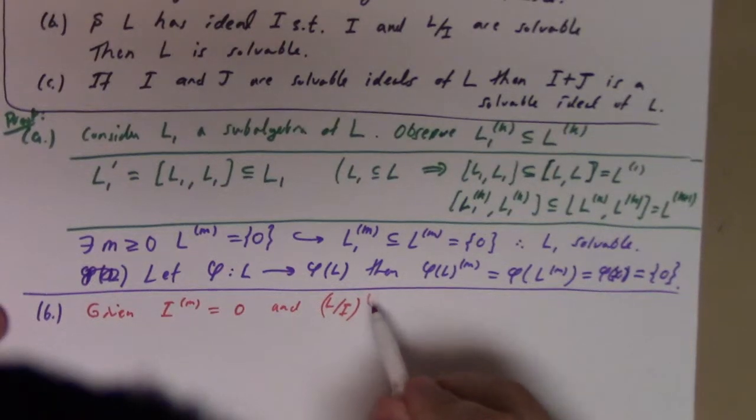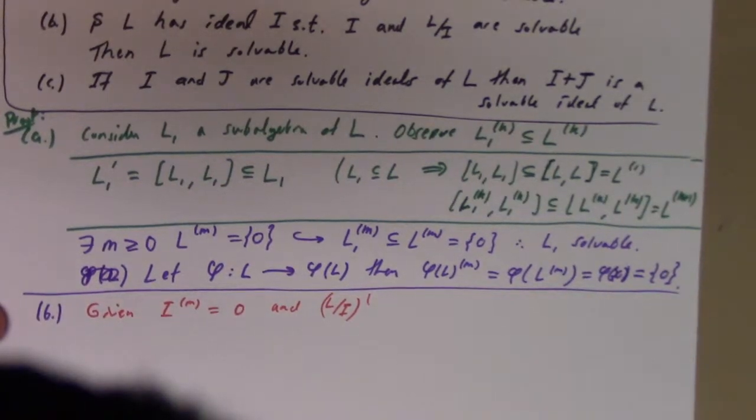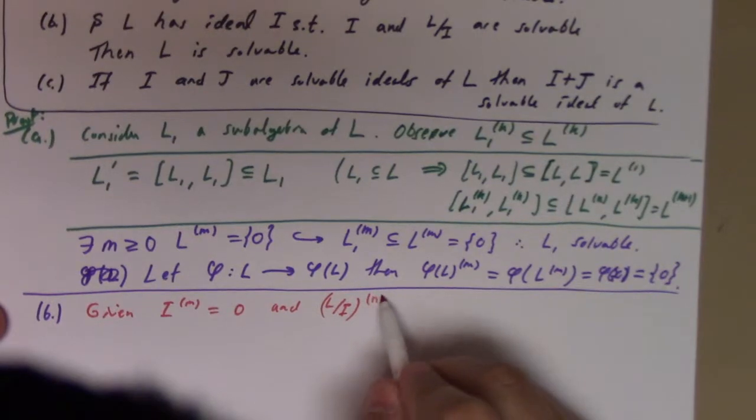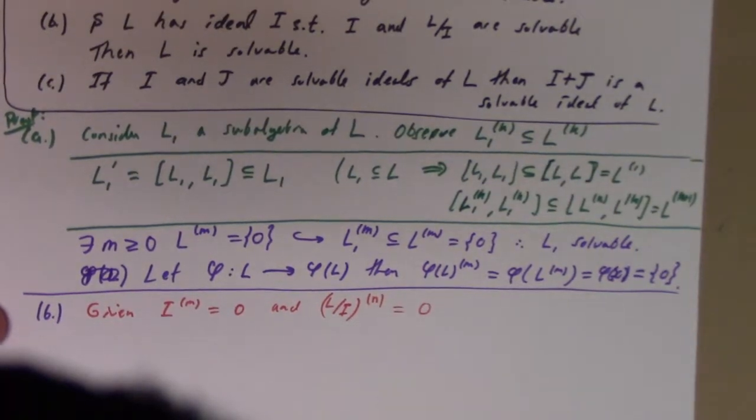Other thing, right? It doesn't have to be the same. They're solvable. Doesn't mean they have to be solvable in the same way. Right. So say n equals 0. We're trying to show that that implies that L is solvable.